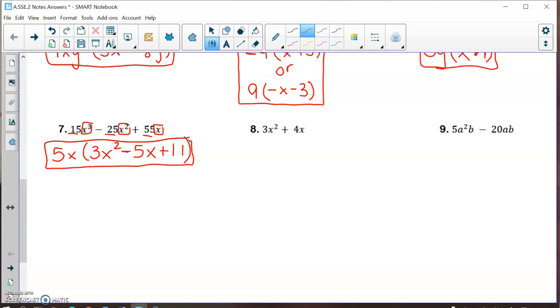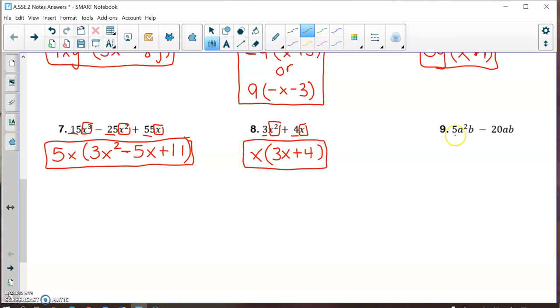All right, in number 8, out of a 3 and a 4, there is no common factor. However, each term has at least 1 x, so I can factor out an x. And when I factor out that x, I'm left with a 3x plus a 4 in parentheses, and that is fully factored.